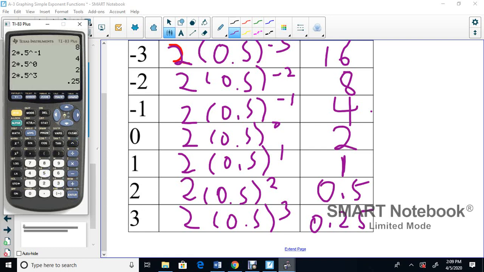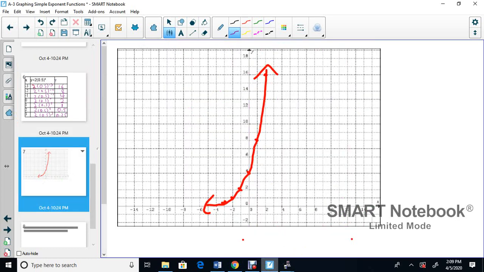Now we're going to go graph on the same grid. Let's go graph it now. Switch over to the grid, which is over here. Okay. And we're going to start off at negative 3. And we're going to go all the way up to 16. So at negative 3, we're going to go all the way up to 16. Oh, we'll use the mouse. And we'll show you. So at negative 3, we go up, up, up, up, up, to 16.